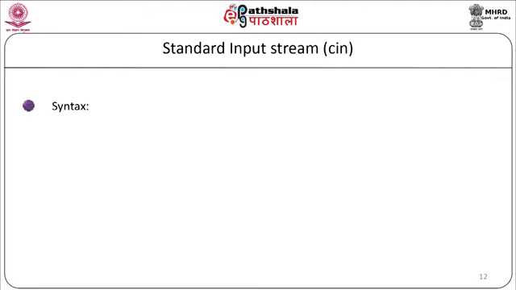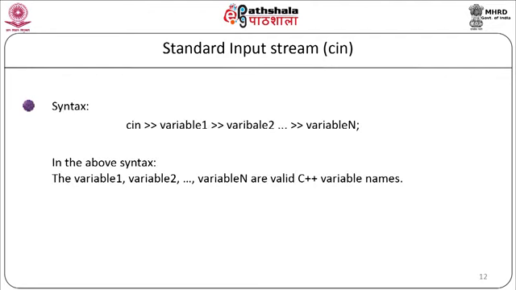The syntax is cin >> variable1 >> variable2 and so on, and last >> variable n. Now in this particular syntax, variable 1, variable 2 and variable n are valid C++ variable names. The example is cin >> roll number >> name >> total.